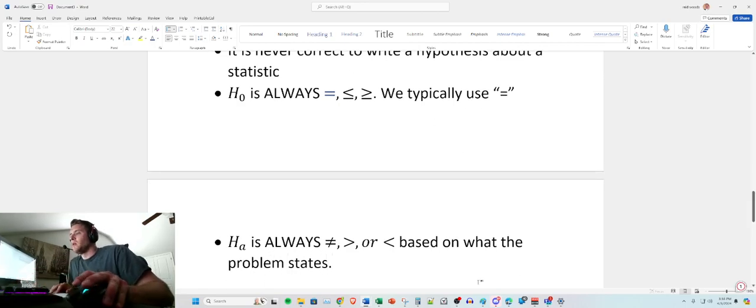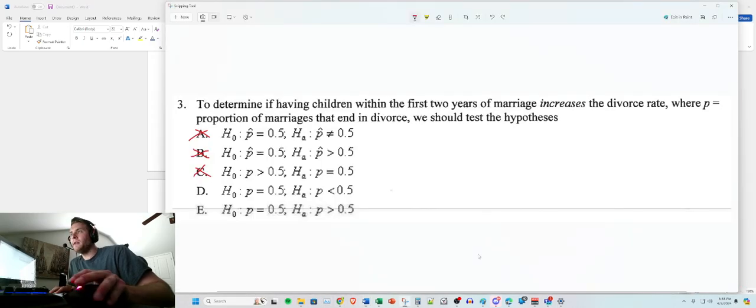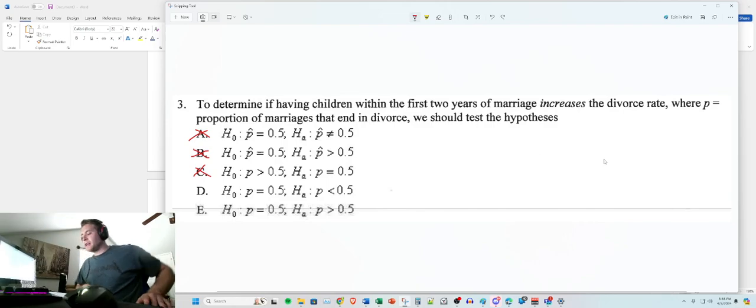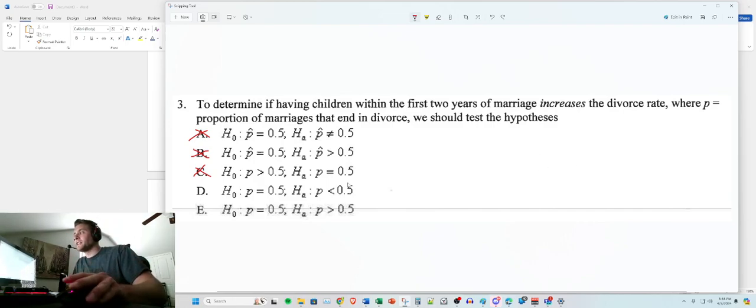Okay, so we're going to look at this problem here, and you'll notice it is to determine if having children within the first 2 years of marriage increases the divorce rate. So it's established that 50% of marriages end in divorce, and we're wondering if having children within the first 2 years increases that. The one that shows that would be answer choice E, because it is showing that the proportion gets larger. Okay, so not this one here.